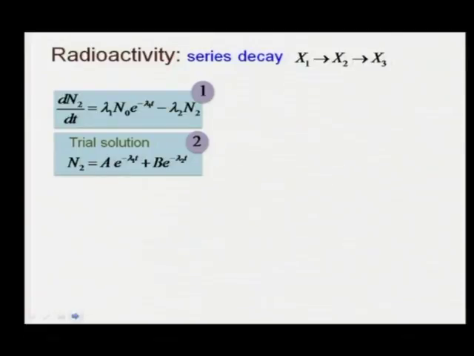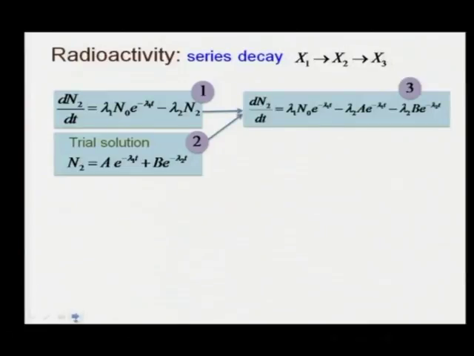This is again expected because there is n2 in equation 1, and n2 itself is expected to also have a decay part, right. It decays to x3, the x2 type of nuclei decays to x3, and therefore, exponential minus lambda 2 t kind of term is also expected in this thing. So, we will take this trial solution. We do not know how much of this is weight factor A and B are, but we will find that now. Putting these two together.